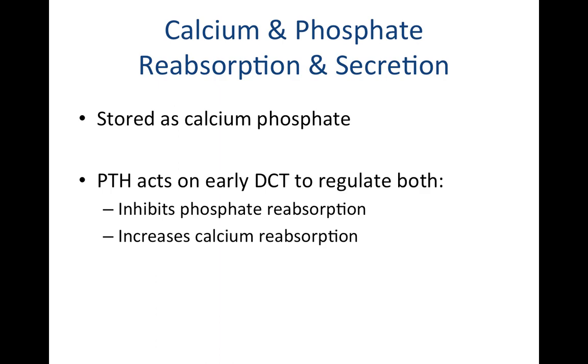If parathyroid hormone is secreted, that means you have low plasma calcium. And so you don't want that extra calcium that you're reabsorbing to just move straight to your bones. You want it to stay in your plasma. And so by inhibiting phosphate reabsorption, you're making sure that it's just calcium that's moving to your plasma and it stays in your plasma, instead of combining with that phosphate and moving to your bones. So parathyroid hormone will regulate both phosphate reabsorption and calcium reabsorption.